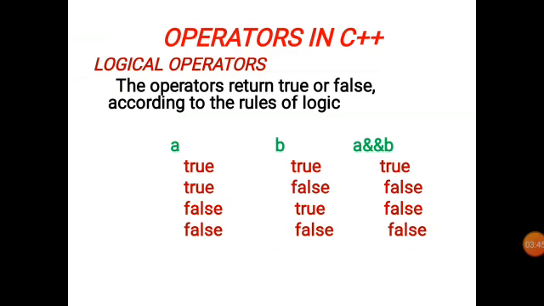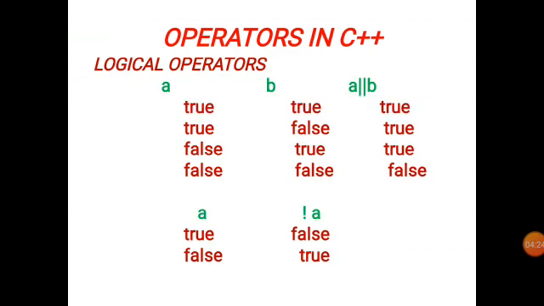For example, if a is true and b is true. True we usually take as 1, and false as 0. So 1 into 1 means 1, that is true. True into false, 1 into 0, means 0, so false. Like that, false into true, 0 into 1, is 0, so false. False into false, 0 into 0, is 0, false. That is, true means 1, false means 0, and a and b means a into b.